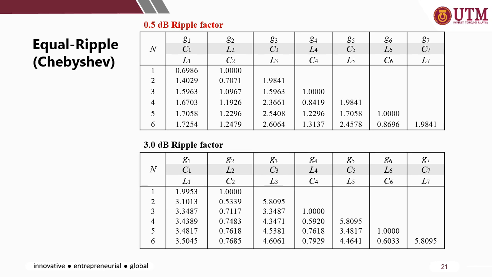Okay, the same goes for when you have to design the equiripple or Chebyshev filter, meaning that you first need to look at the ripple factor. If it is for a 0.5 dB ripple factor, then you refer to this table. Otherwise, you need to refer to the second one, and then refer to your n. For example, n equal to 6, then get your values. The same configuration applies, whether you choose configuration 1, 2, or 3.